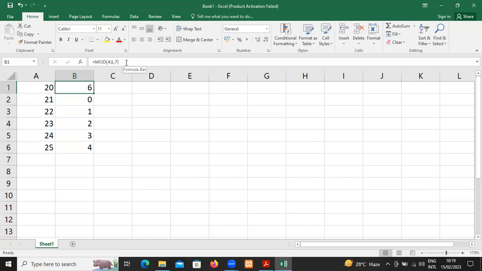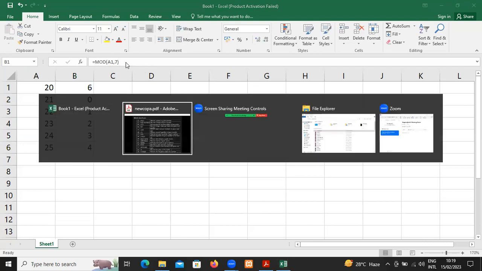Why does this happen? This happens because you get only the remainder after division. You get only the remaining number. When you divide 20 by 7, you will get 6 as the remainder. Whereas when you divide 21 by 7, you will not get any remainder. 0 is the remainder. Then for 22, 1 would be the remainder. The modulo remainder is given by the MOD function.